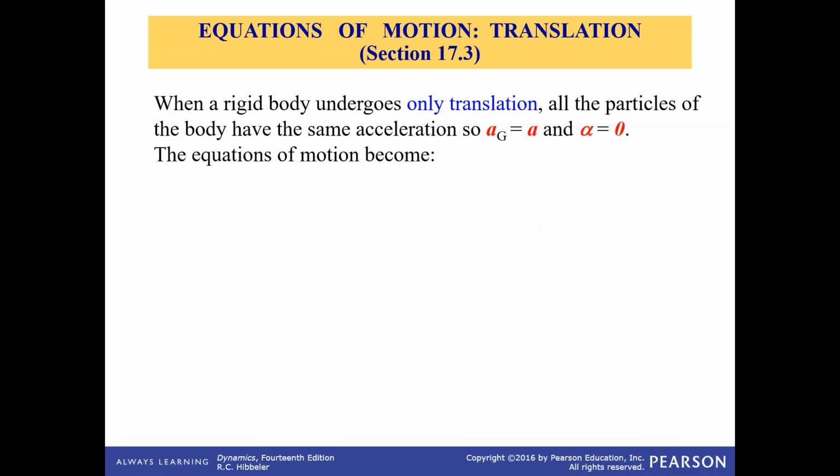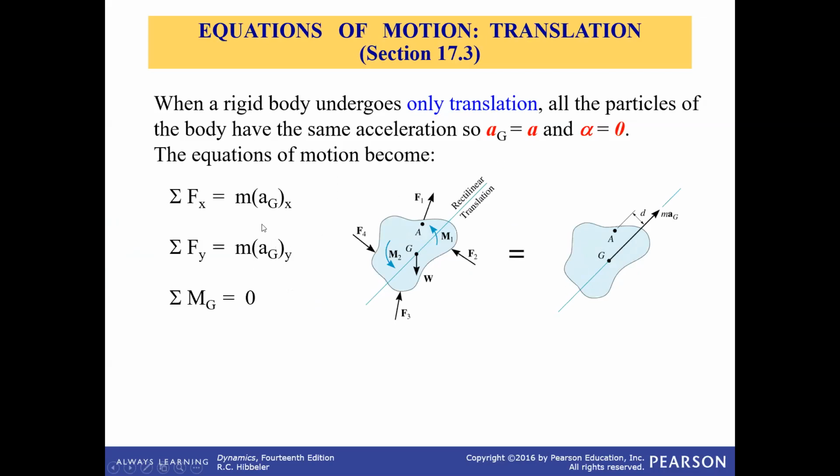For the simplest case, if we consider only translational motion, then alpha should be equal to 0. So there should be no rotational acceleration. Then a_G is equal to the acceleration of the object, because there's only translational motion, so every point on the object should share the same acceleration. If there's no rotation, then this equation becomes 0 because I times alpha becomes 0. And then for the two net force equations, Newton's law still applies in the x direction and in the y direction.